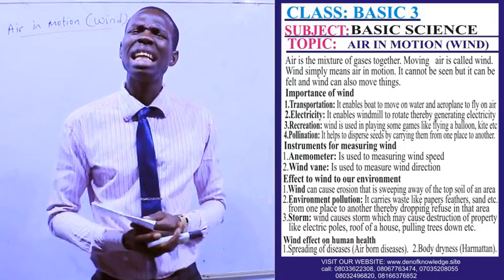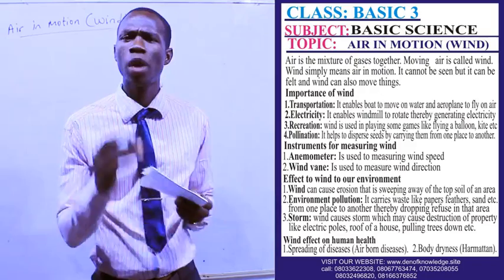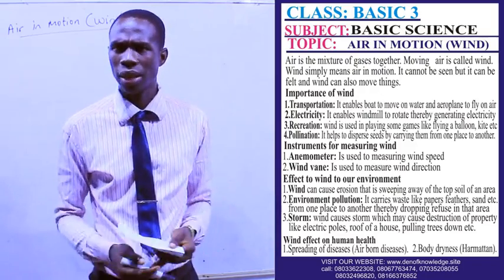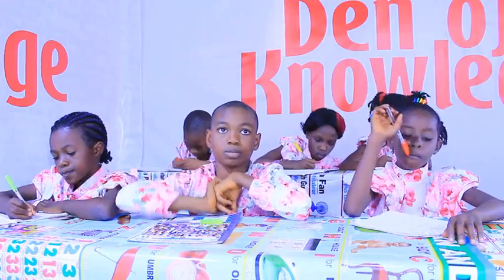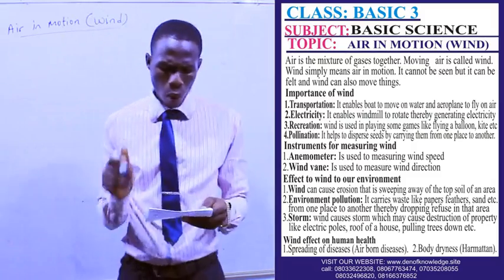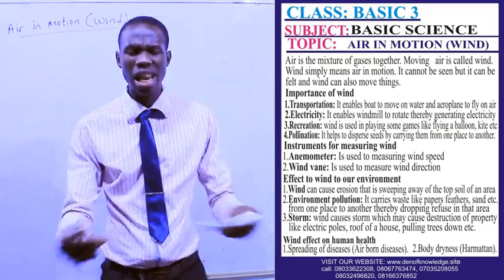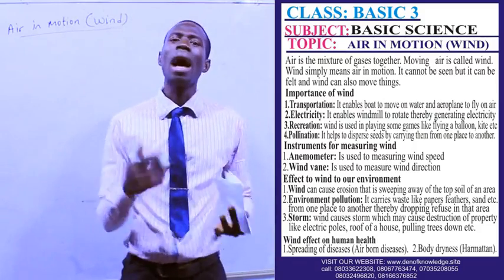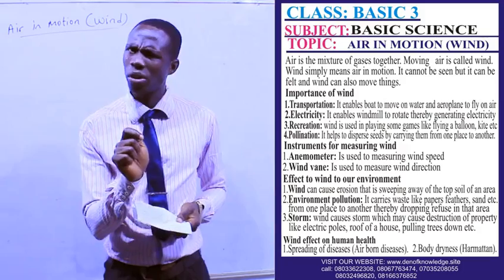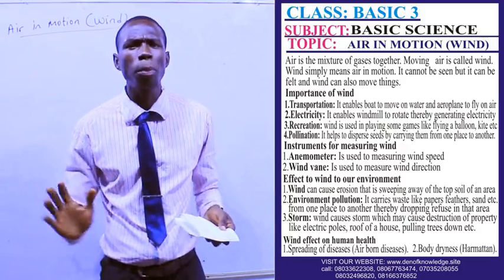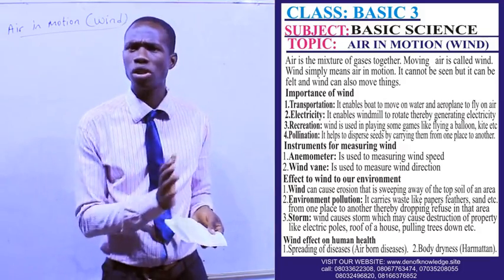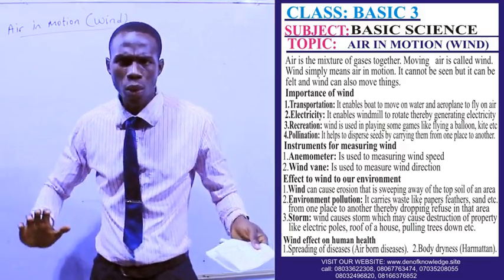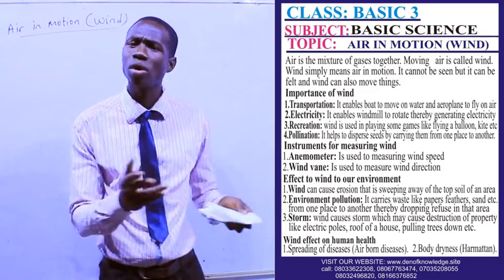Now, what are the effects of wind to our environment and society? Number one is wind causes erosion. How? Do you know what is erosion? Erosion is removal of topsoil, the top layer of the soil. When wind blows with high speed, it will take away soil and thereby cause erosion.